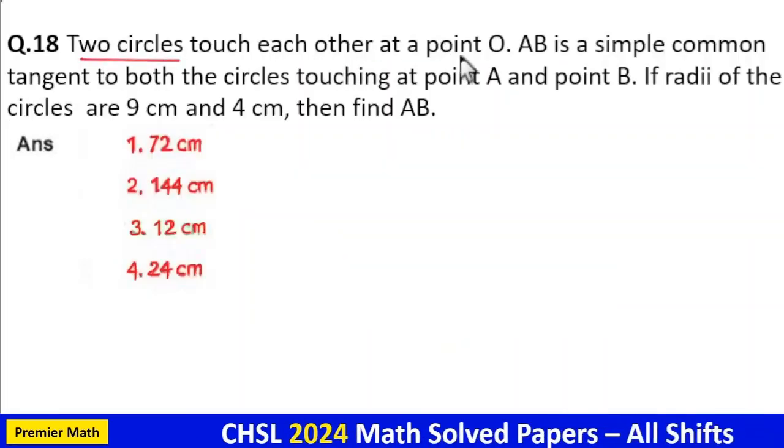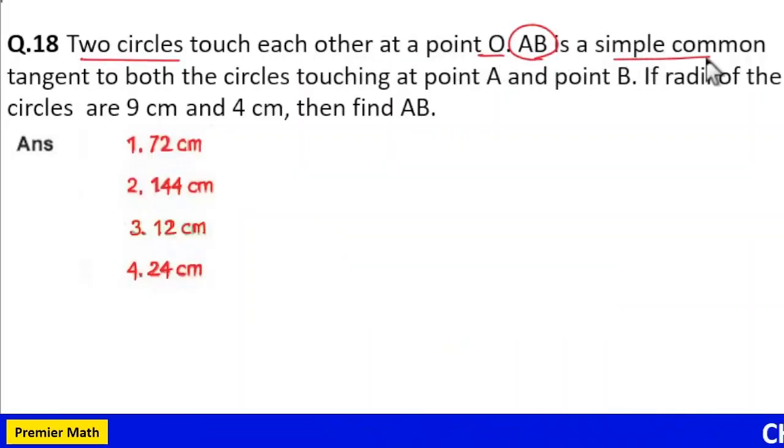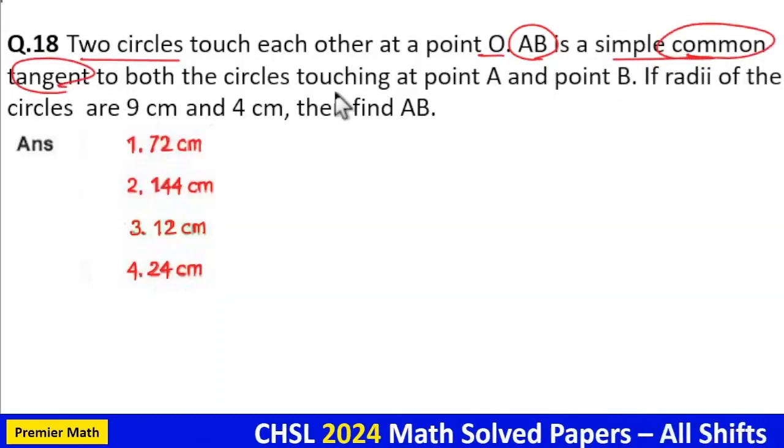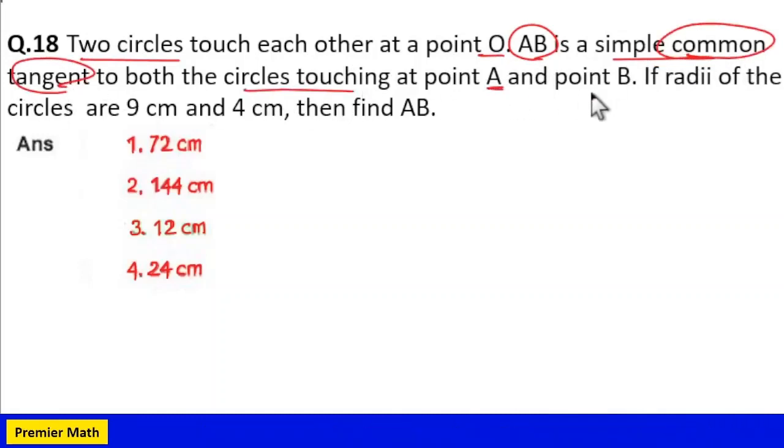Two circles touch each other at point O. AB is a simple common tangent to both the circles touching at points A and B.